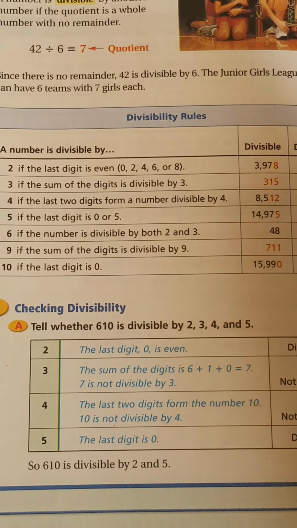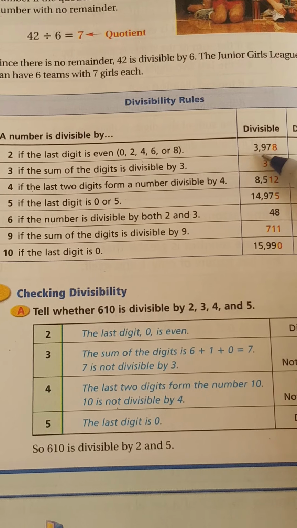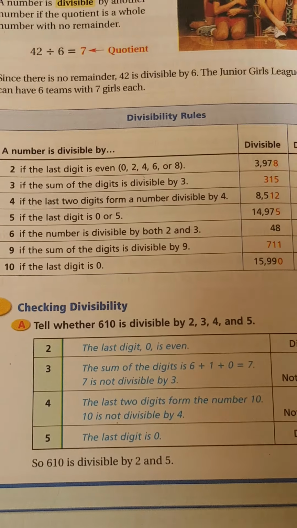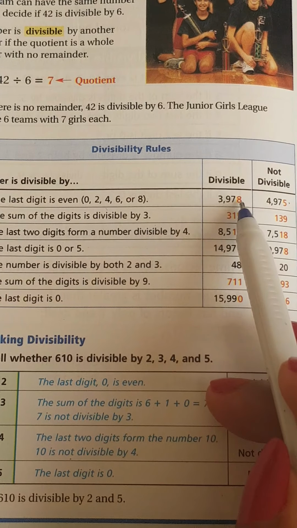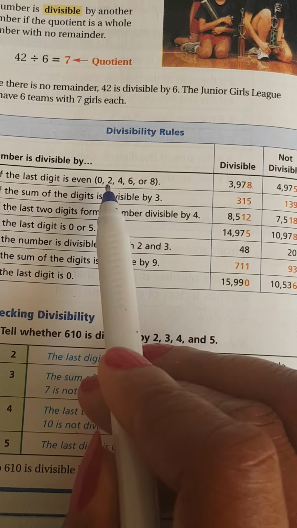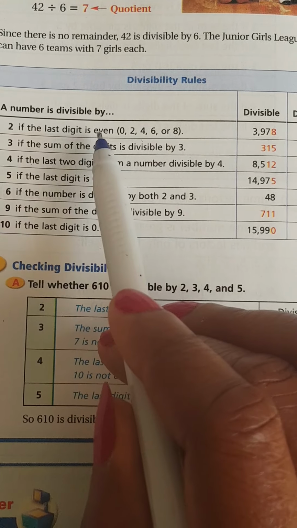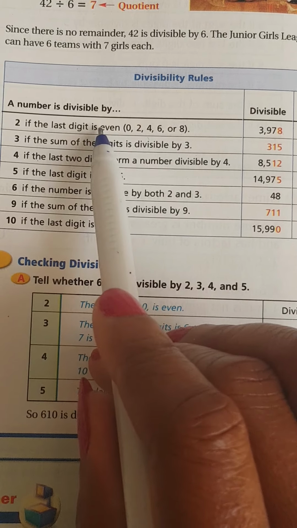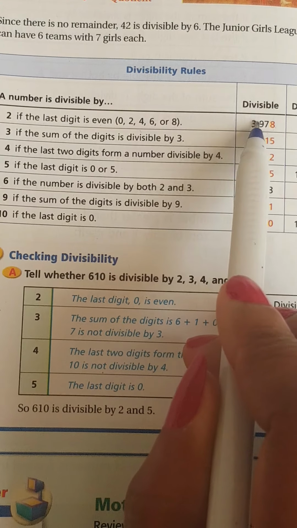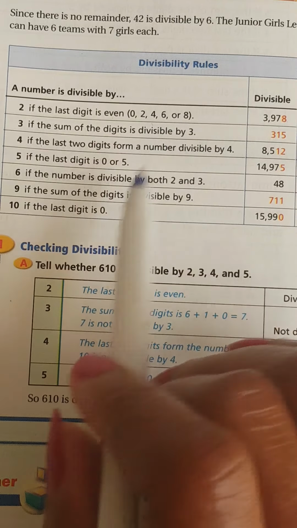So how can you tell that this number, 3978, is divisible by 2? The easiest part of it is this. Look at the last number, which is 8. If the last number is an even number, which is 0, 2, 4, 6, or 8, then you know it is divisible by 2. If it's not an even number, I mean the last number, then forget it. 2 cannot divide it. No matter how long the number is, as long as it has an even number at the back, it is divisible by 2.